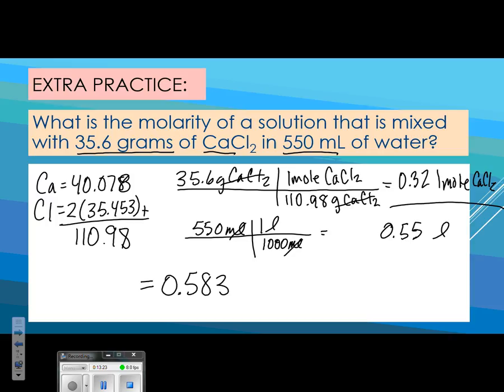Okay, and I always put a 0 before a decimal because otherwise, if I don't see your decimal, I at least know you're supposed to have a decimal there. Okay, it's always a good thing to do that. And then I'm going to put capital M, and it's CaCl2. And that would be my answer.